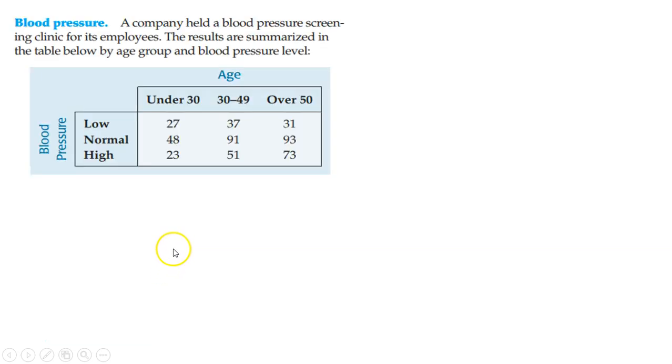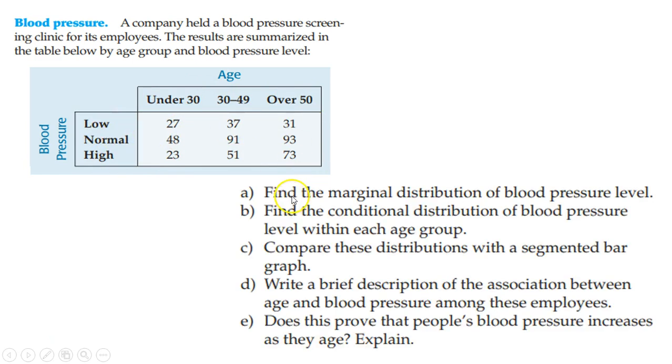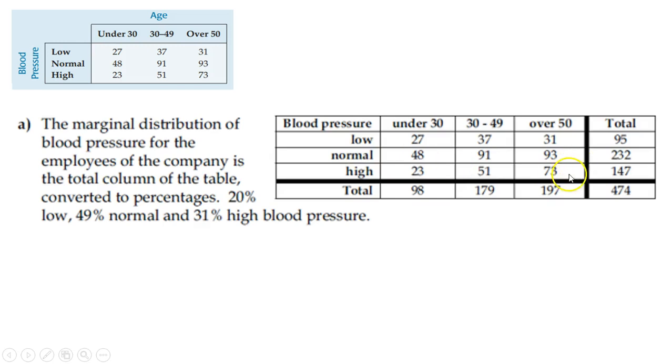With this one, a company held a blood pressure screening clinic for its employees, and the results are summarized. So for their employees, let's find the marginal distribution of blood pressure level. We've got to do all that work on the side. The marginal distribution of blood pressure for the employees of the company is the total column of the table converted to percentages.